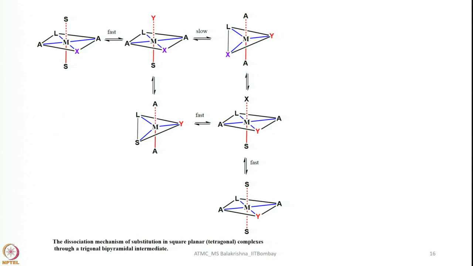Here the square pyramid intermediate is there everywhere, you can see here the square pyramid intermediate. So, is it possible to have a trigonal bipyramidal intermediate? That is the question. Next one, yes, the dissociative mechanism in square planar complexes with this kind of assumptions can also be explained using trigonal bipyramidal geometry.